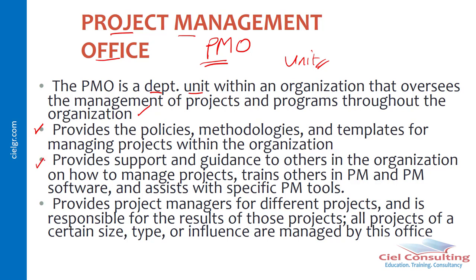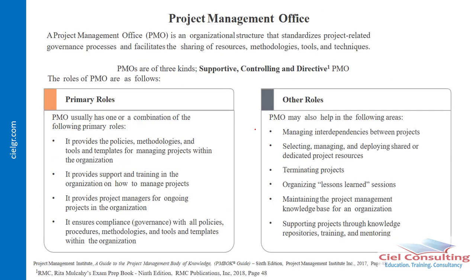They also provide support as well as guidance to others in the organization on how to manage projects, train others in project management, and also in the use of project management software. Now, when it comes to the project management office, PMI identified 3 major types. The 3 types of project management office that the PMI identifies include the supportive PMO, then we have the controlling PMO, as well as the directive PMO.